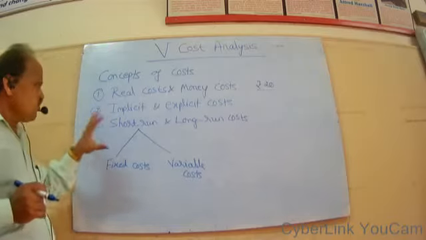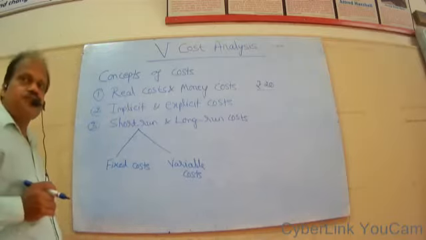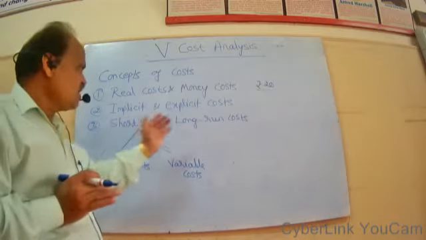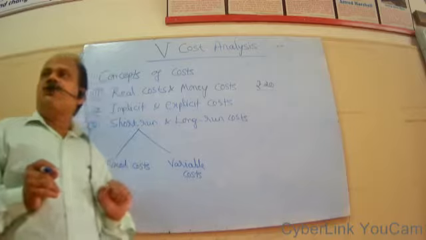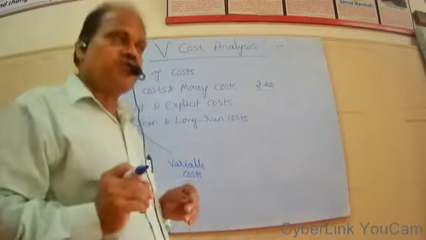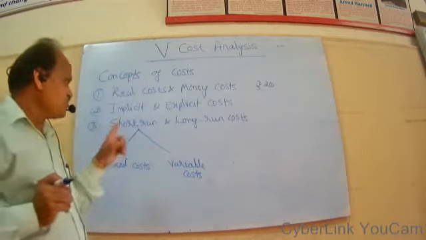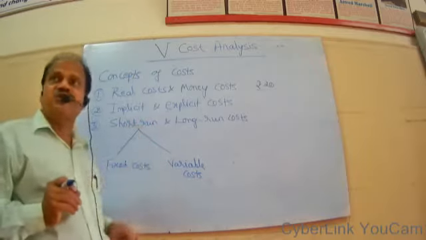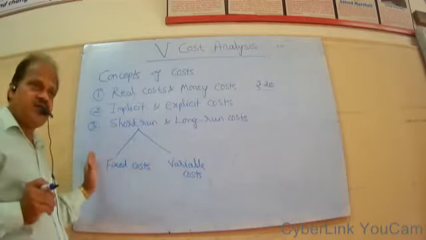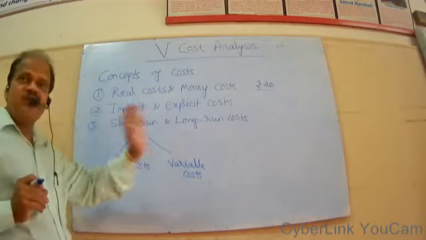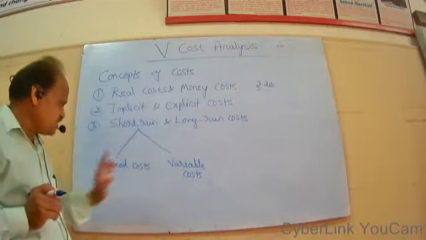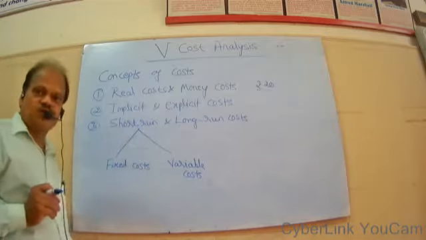Then third is short run and long run costs. Already we have understood the terms short run and long run. Short run is a period during which a firm can alter its scale of production by varying some factors of production by keeping some factors constant. Therefore, in the short run, some factors are fixed factors and some other factors are variable factors. Therefore, all short run costs can also be classified as fixed costs and variable costs.